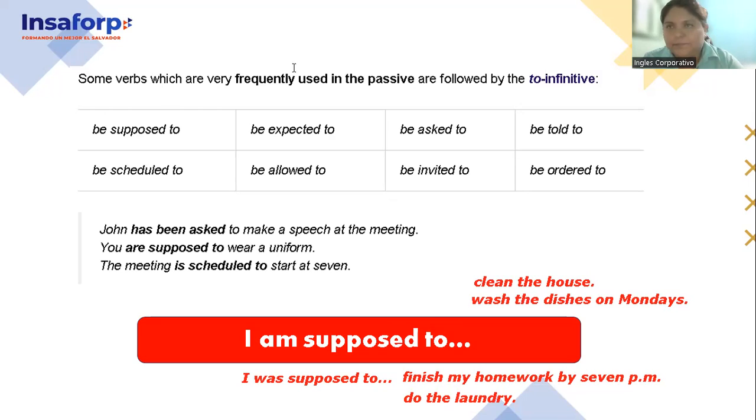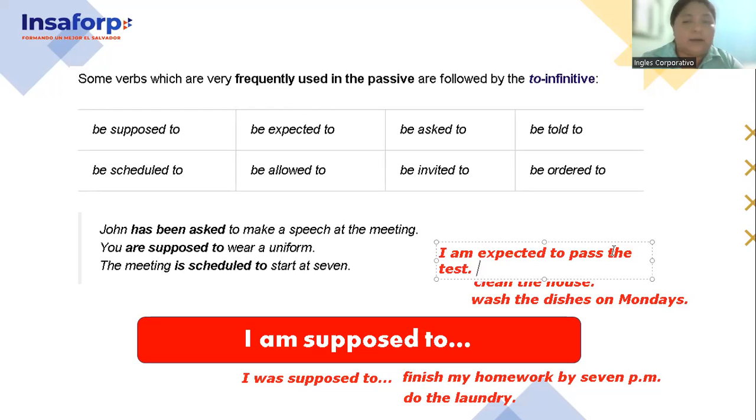Okay, think about your examples. I'm supposed to, or you can also use any other verb that you have here. I'm expected to pass this module. No, I'm just kidding. You're gonna pass it. To pass the test, let's say. Yes, I expect you to pass the test. I'm expected to pass the test.